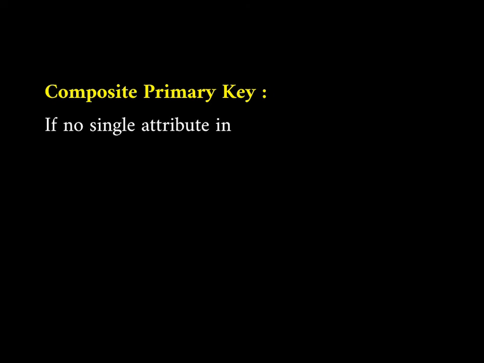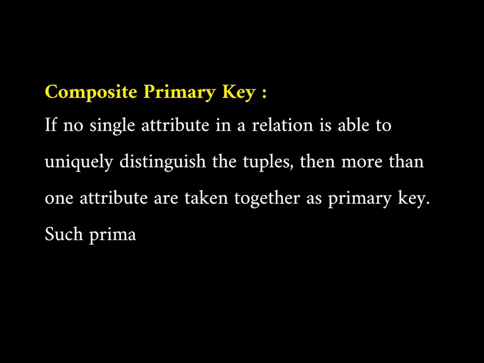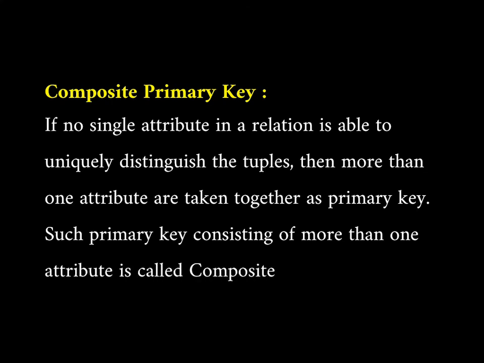Next, composite primary key. If no single attribute in a relation is able to uniquely distinguish the tuple, then more than one attribute are taken together as a primary key, and such a primary key consisting of more than one attribute is called a composite primary key.